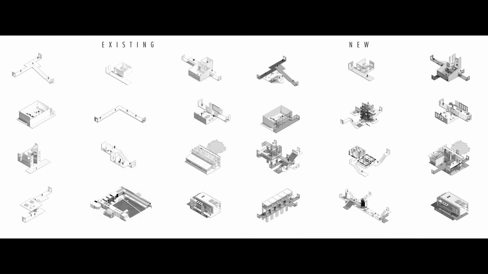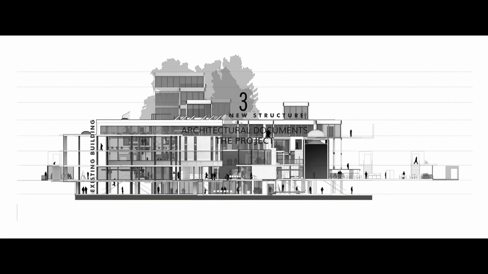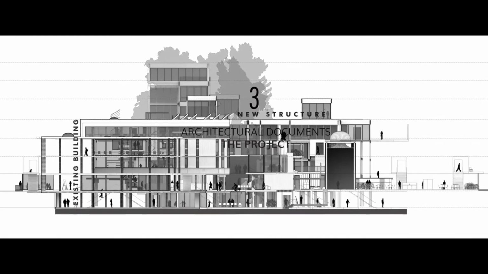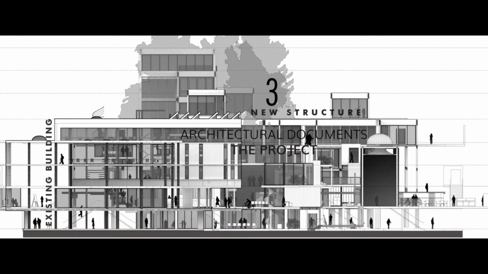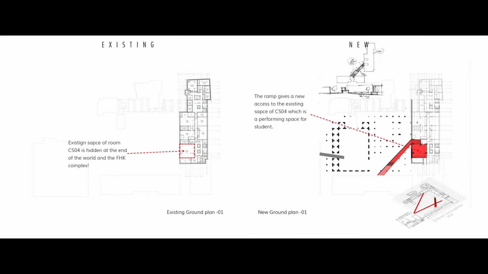So here I put all the diagram existing and new, and there is a comparison between what I meant. Architectural document, the project, and also here this is a montage of all the diagram that it could explain most of my ideas here in an abstract way. So here I put the ground plan existing and the new situation, so I could compare.